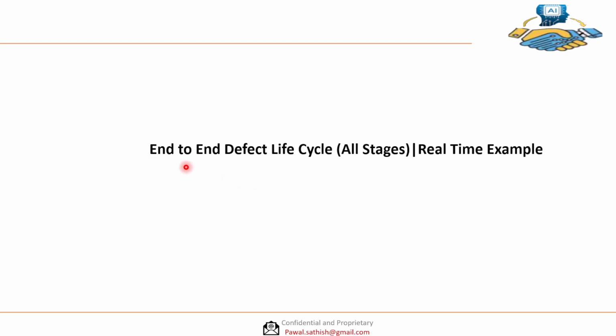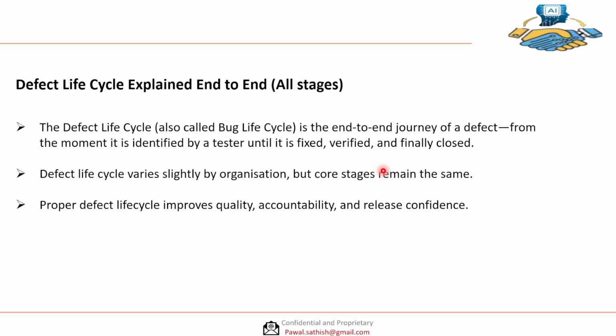In today's session, we'll see the end-to-end defect life cycle. Before we start and cover all the stages of the defect life cycle or bug life cycle, first we'll understand what a defect life cycle is. The defect life cycle or bug life cycle is the end-to-end journey of a defect from the moment it is identified by a tester until it is fixed, verified, and finally resolved or closed.